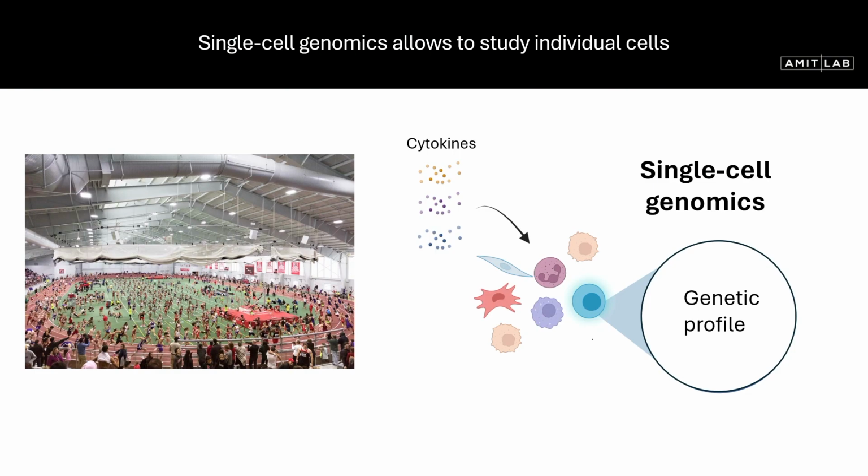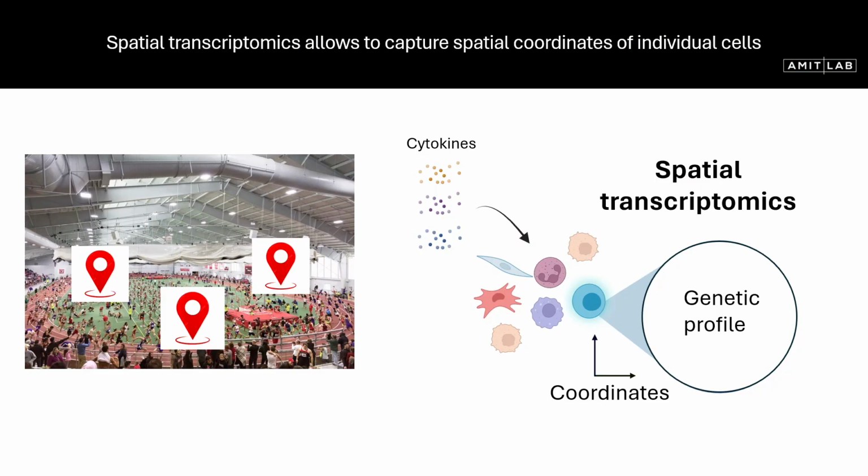With this method, we can study the genetic profile of each individual cell and how it changes after being stimulated with cytokines. I'm also using a method called spatial transcriptomics, where we, in addition, also can measure the spatial coordinates of the cells. And we know then from where exactly in a tissue each cell is.